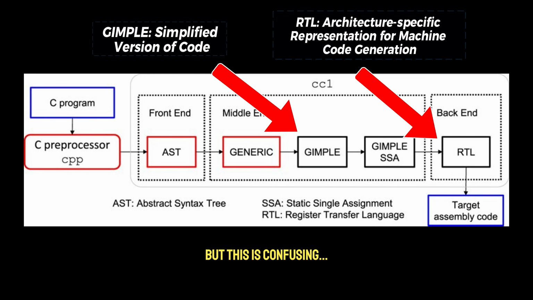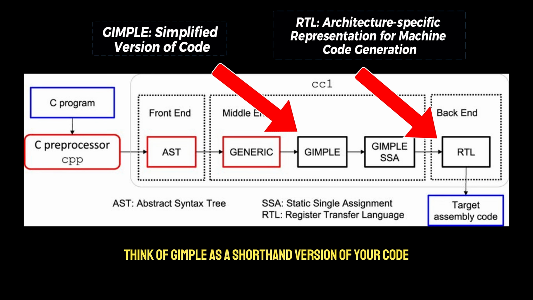But this is confusing, so let's break down GIMPLE and RTL even further. Think of GIMPLE as a shorthand version of your code. It strips away unnecessary details to make it easier for the compiler to improve and optimize the code before creating the final program. And think of RTL, or Register Transfer Language, as a set of blueprints for your computer's hardware.